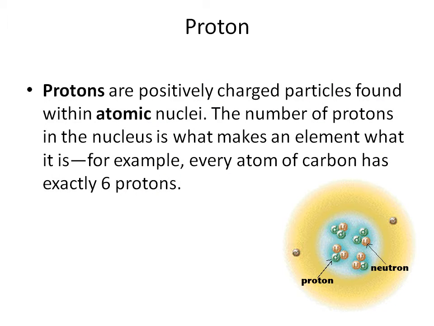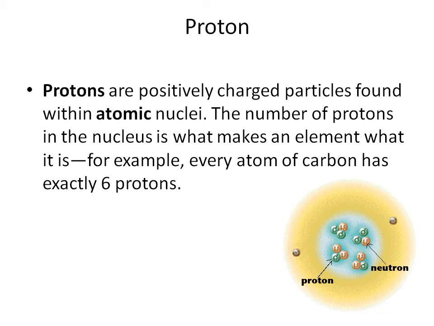So we begin with the 3 subatomic particles, protons, neutrons, electrons. And we'll start with the proton, because the proton is the one that tells you what the element is. These are small, positively charged particles. They are in the nucleus. And if you know the number of protons, you know what the element is.